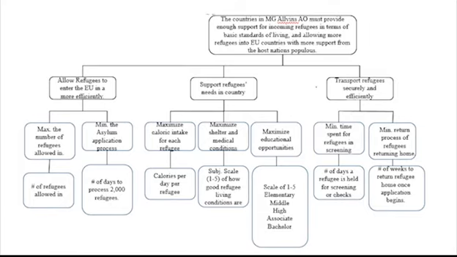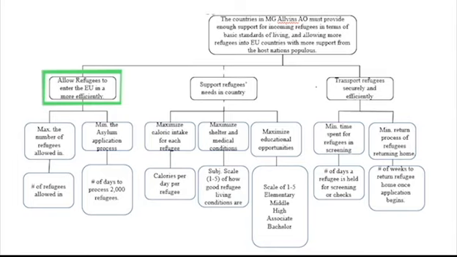Moving forward with a fundamental objective derived from our effective needs statement, we identified 3 necessary functions with their own respective objectives. First is to allow refugees to enter the EU in a more efficient manner. This will be accomplished by maximizing the number of refugees allowed in while minimizing the asylum application process.